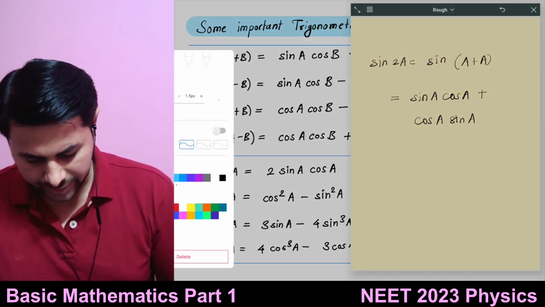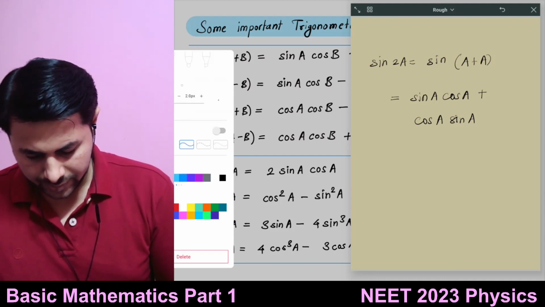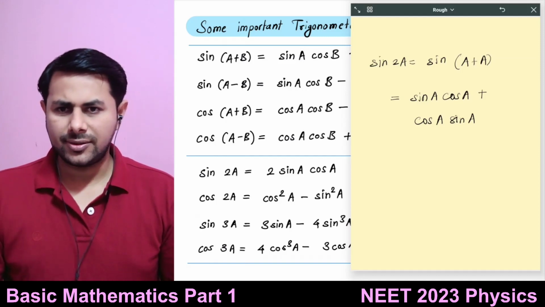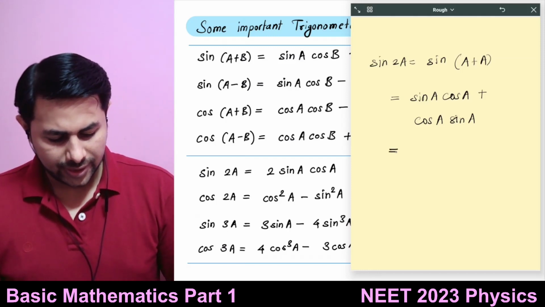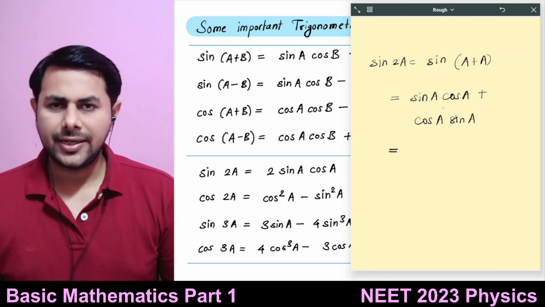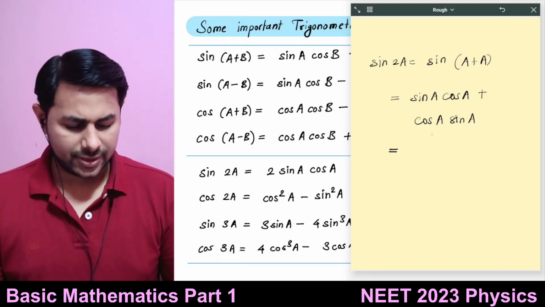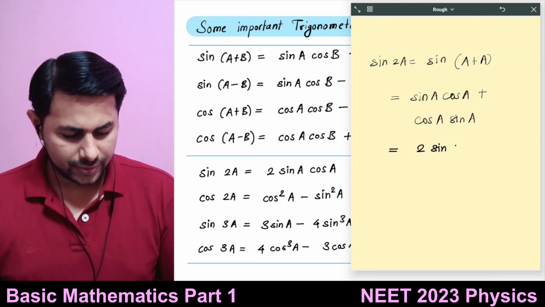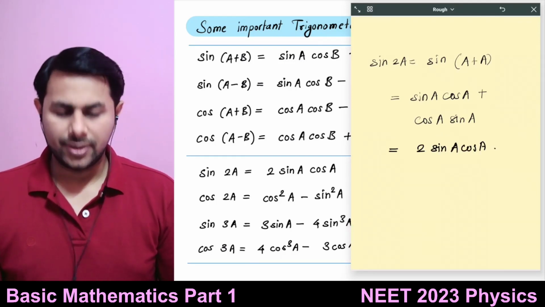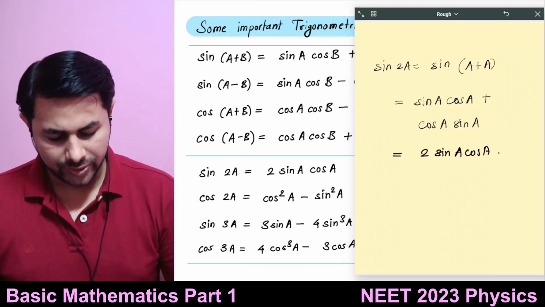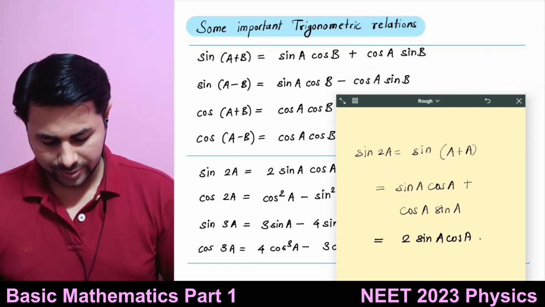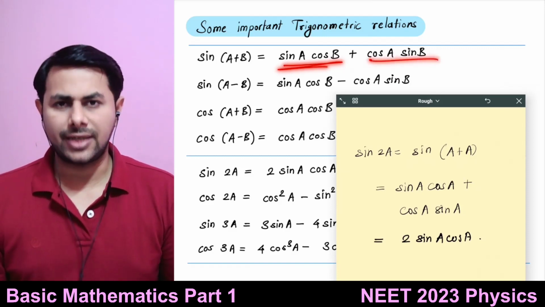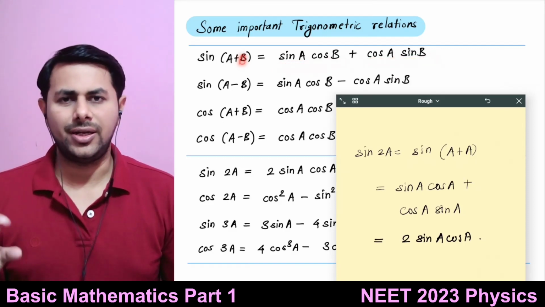Okay, is this clear? Let me increase the font. All right, can you see this, or is it blurry? Yes. Okay, so this is equal to, you can write sine a cos a plus cos a sine a. So this is also what? Sine a cos a. So it is 2 times sine a cos a. Okay, so what have we used? We have used this formula, sine a cos b plus cos a sine b. So in place of b, we have put a.